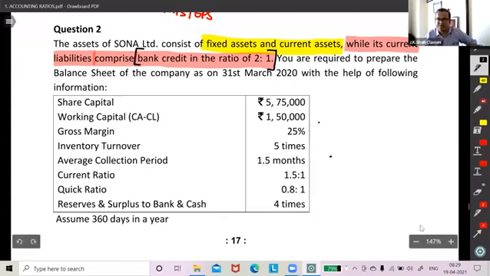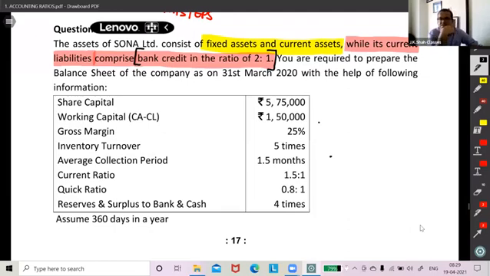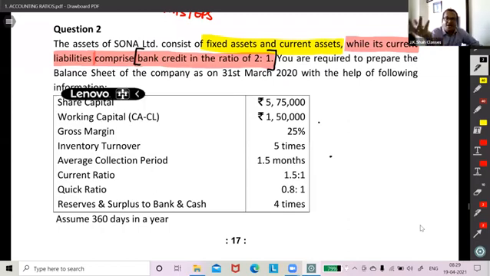People, are you getting me? What am I saying? See, it said comprise of bank credit in the ratio of 2:1. The statement is a little bit unclear. When there is a ratio of 2:1, when something is 2, then something has to be 1.